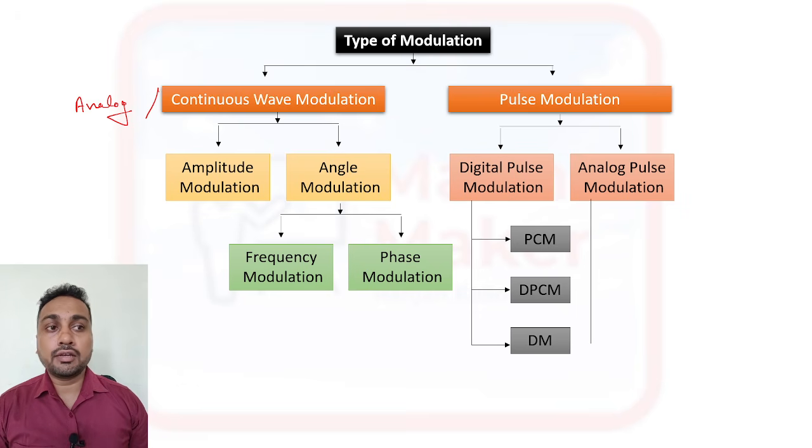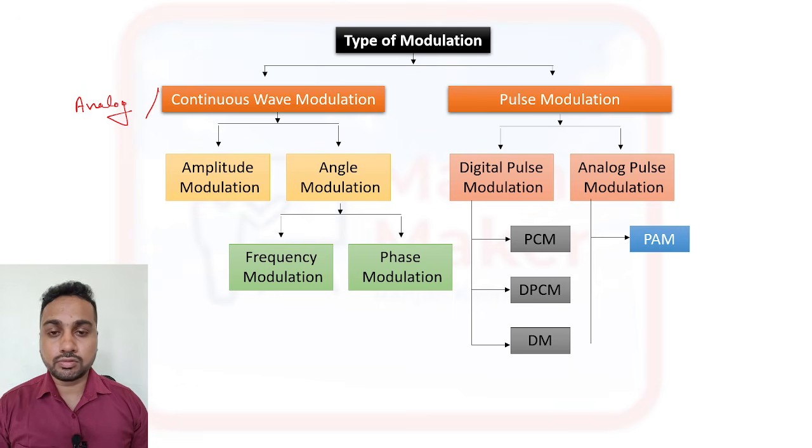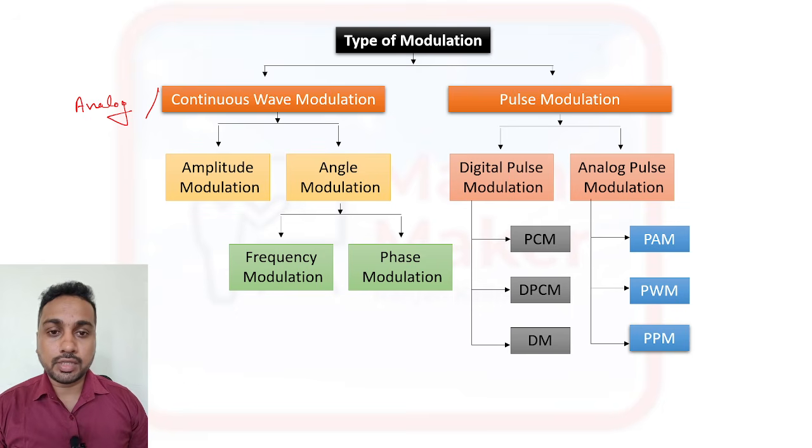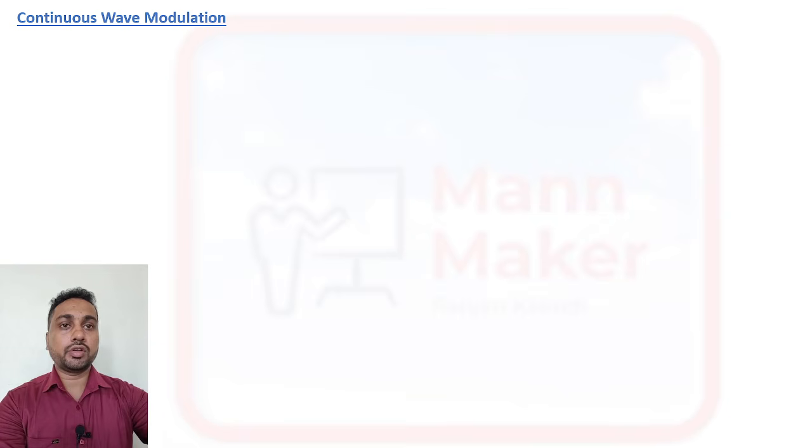Now if we talk about analog pulse modulation, we also have three types. The first is PAM, pulse amplitude modulation. Then we have PWM, pulse width modulation, and another one is PPM, pulse position modulation. So we are going to cover all the types in detail. We'll start first with continuous wave modulation.